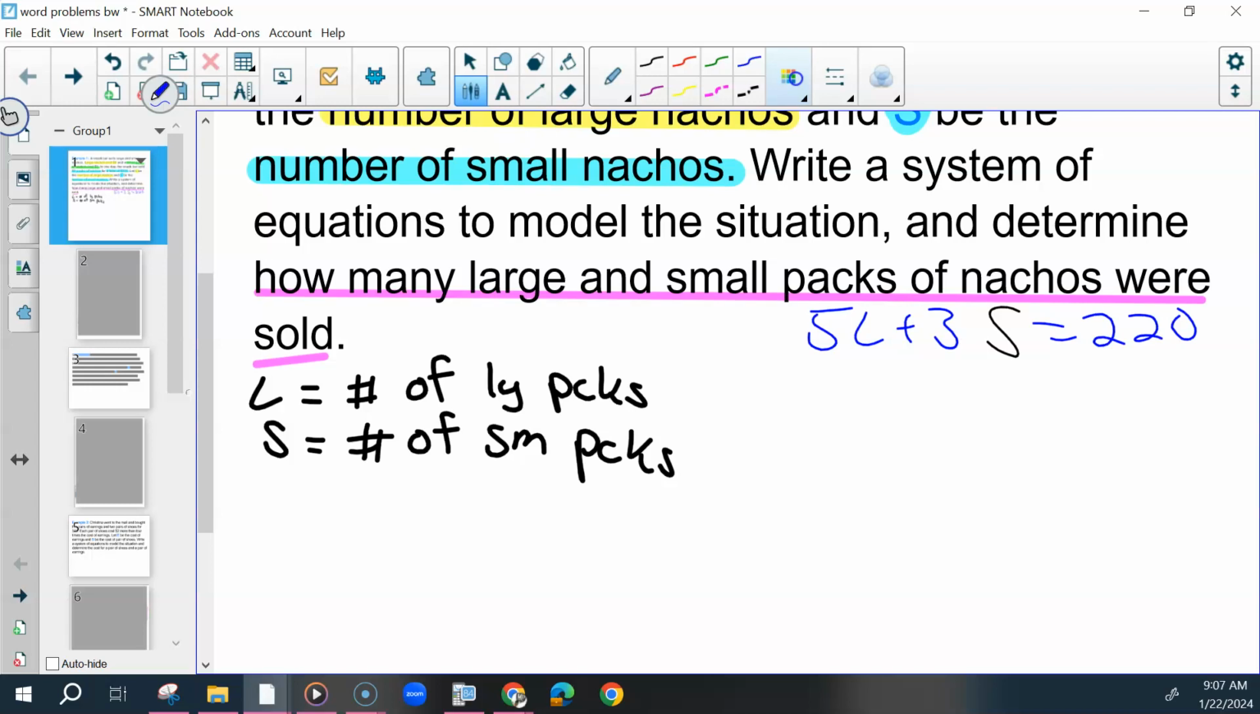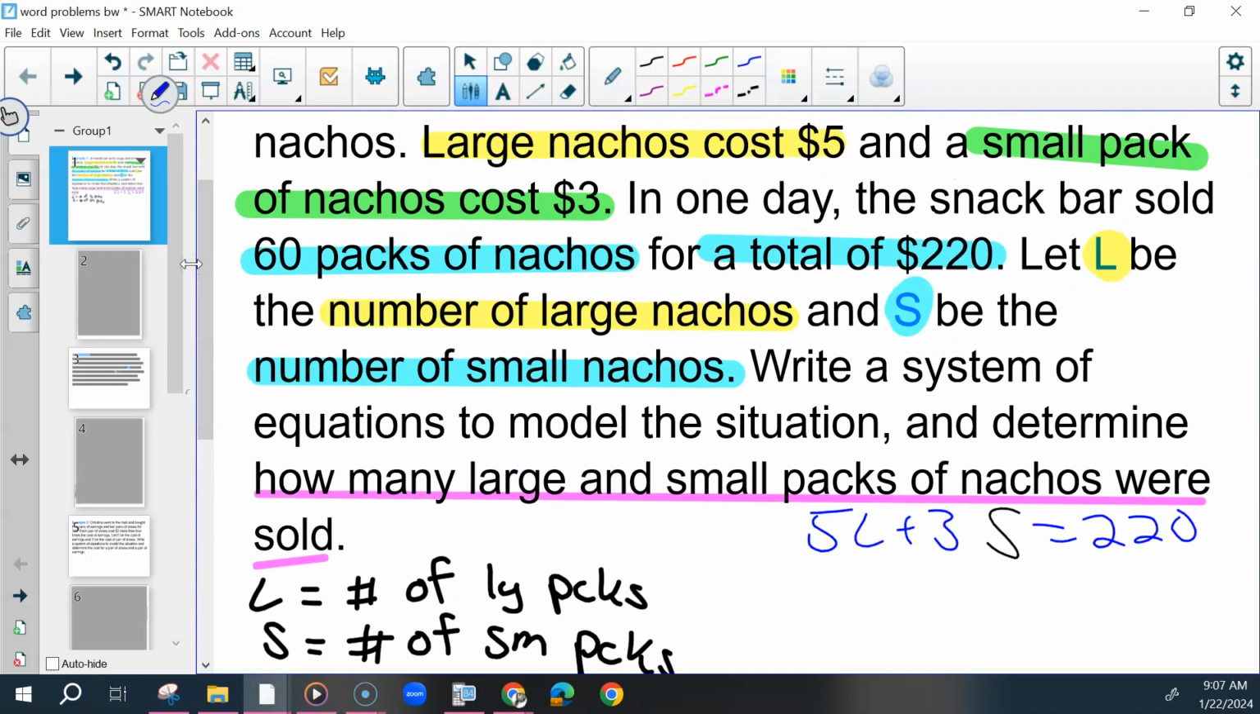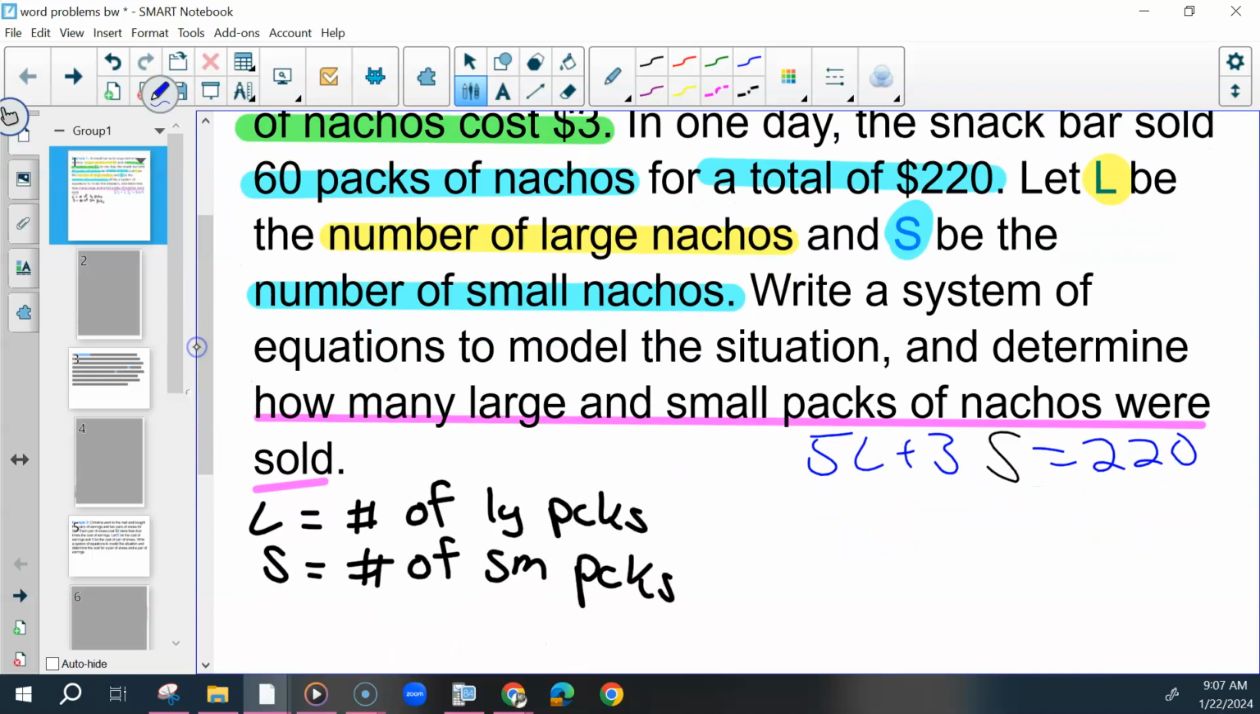So when you have 4 numbers, 3 of them are going to go together in an equation where they're related. This is talking about cost, total cost, all the numbers are money related, so they go together. The last number we have is 60, which is also a total, so we know we're adding. But we can't use those numbers again. What are we adding together to represent the total number of packs of nachos?